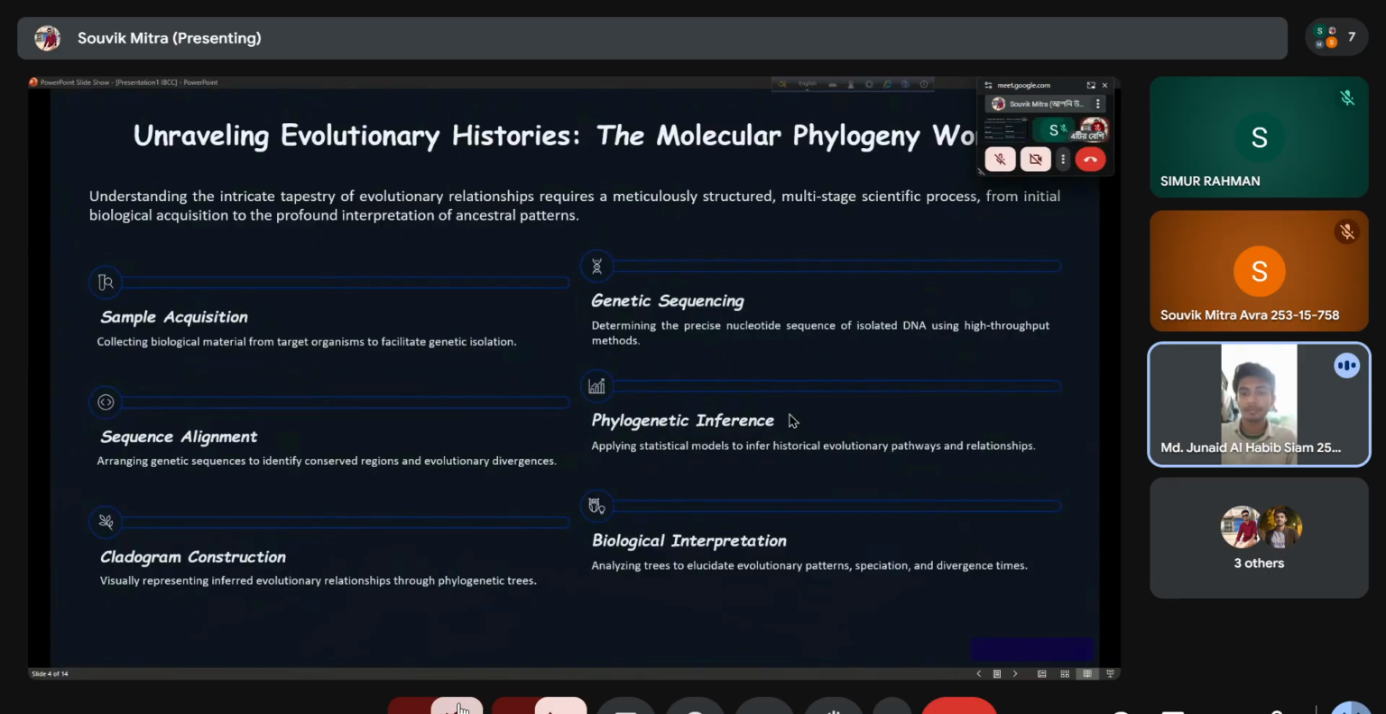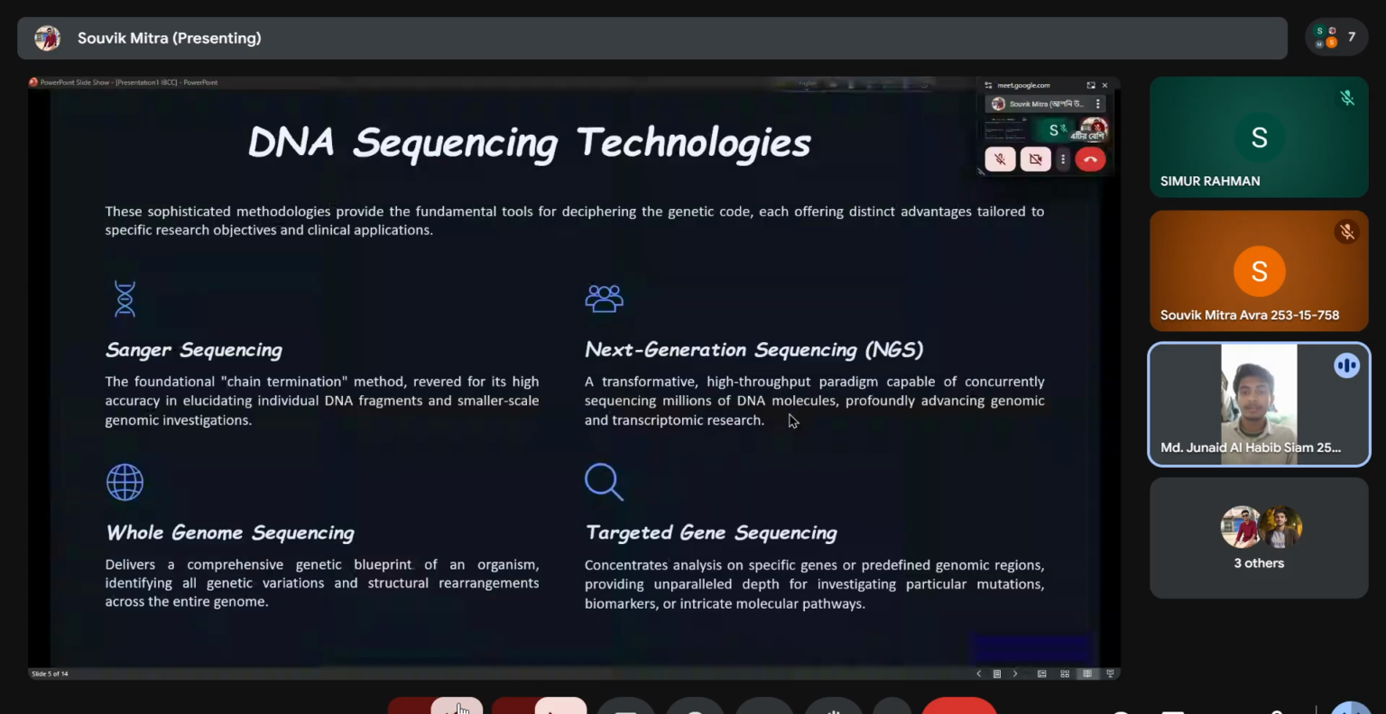Moving into the next slide, this slide shows the main DNA sequencing technologies used to read genetic information. First, Sanger sequencing, which is a traditional method known for high accuracy on small samples. Next generation sequencing, NGS, which can sequence millions of DNA fragments at the same time. Depending on the study, these methods are used for whole genome sequencing or targeted gene sequencing to analyze specific genes.